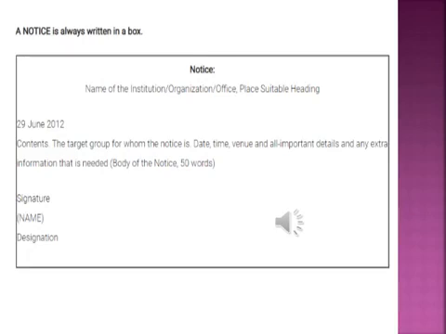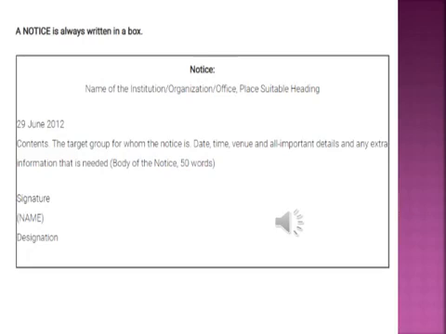Name of the institution. Just below that you can write notice and just below that you can write the heading or title for that notice. If the notice is about a competition, you can write about that competition. If it's about a particular event, tournament, you can write about that tournament. If it is about a particular competition, say an inter-house essay competition, remember that you should write the heading very short. That is very important. There is no need to write a very long heading.